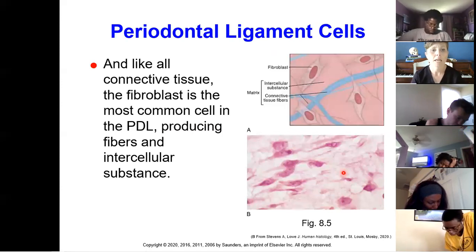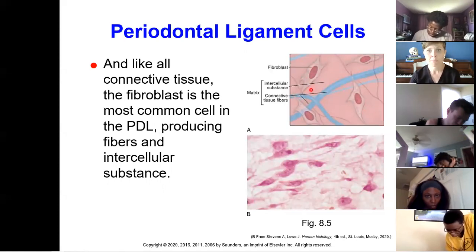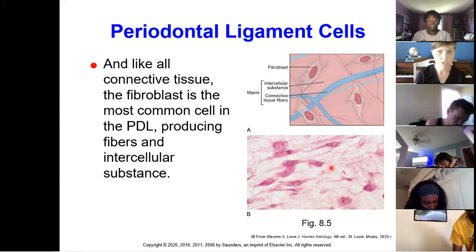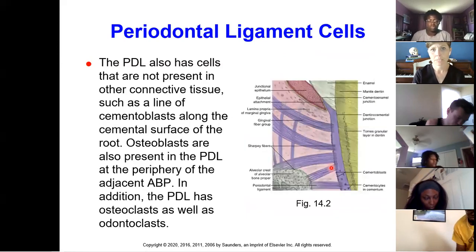All right, like all connective tissues, the fibroblast is the most common cell. So here are your fibroblasts. Here's your intercellular substance, and then your connective tissue fibers. This is your matrix, and you can see the little cells in there. They produce fibers and intercellular substance.